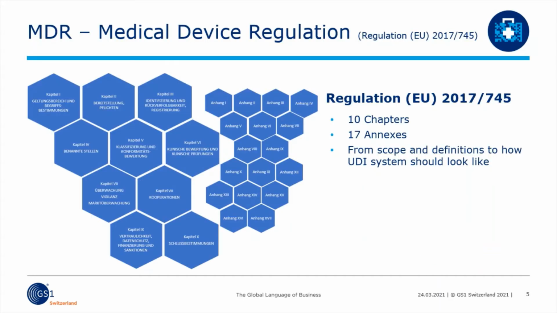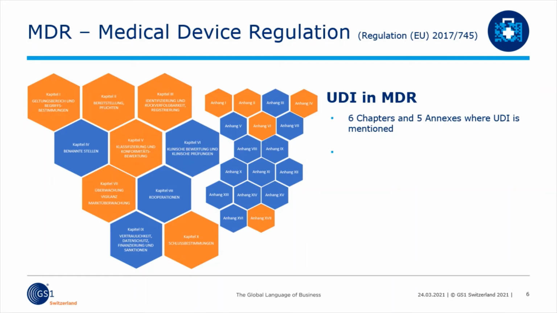Here you see an overview of the new medical device regulation MDR 2017-745. There are 10 chapters and 17 annexes in the MDR. In the MDR, you will find everything from scope to timeline and from the definitions to the marking. So far, so good.